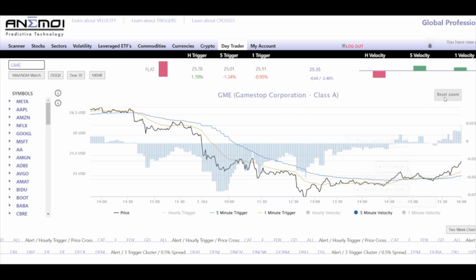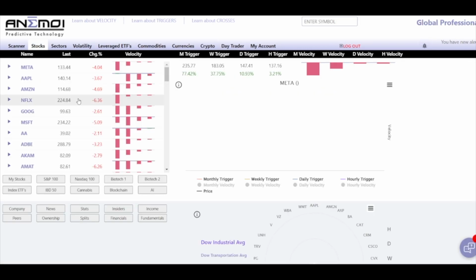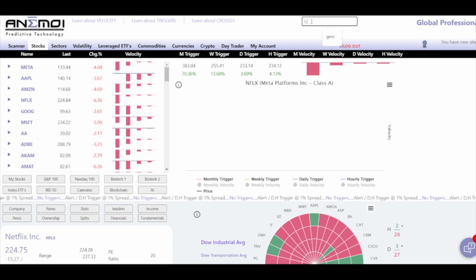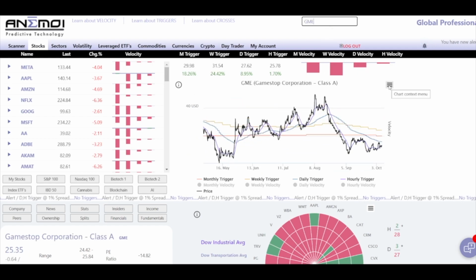Now this is on the 1 minute time frame. Let's zoom out. This is the 1 minute and the 5 minute. Let's zoom out and look for bullish hourly divergence. So I'll stick with GameStop and use the same example on GME.